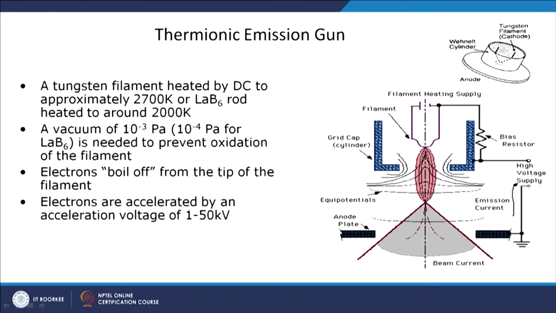Electrons boil off from the tip of the filament. Electrons are accelerated by an acceleration voltage of 1 to 50 kilovolt. So, basically we use a tungsten filament or LaB6 filament. Both the tungsten and LaB6 filaments need a high vacuum. Now, if we heat the filament, electrons are ejected, then there is a potential difference between the anode and the filament which collects the electrons, and electrons start ejecting in a solid angle, and the electrons come to the condenser lens, and the condenser lens will collimate the electron beam.